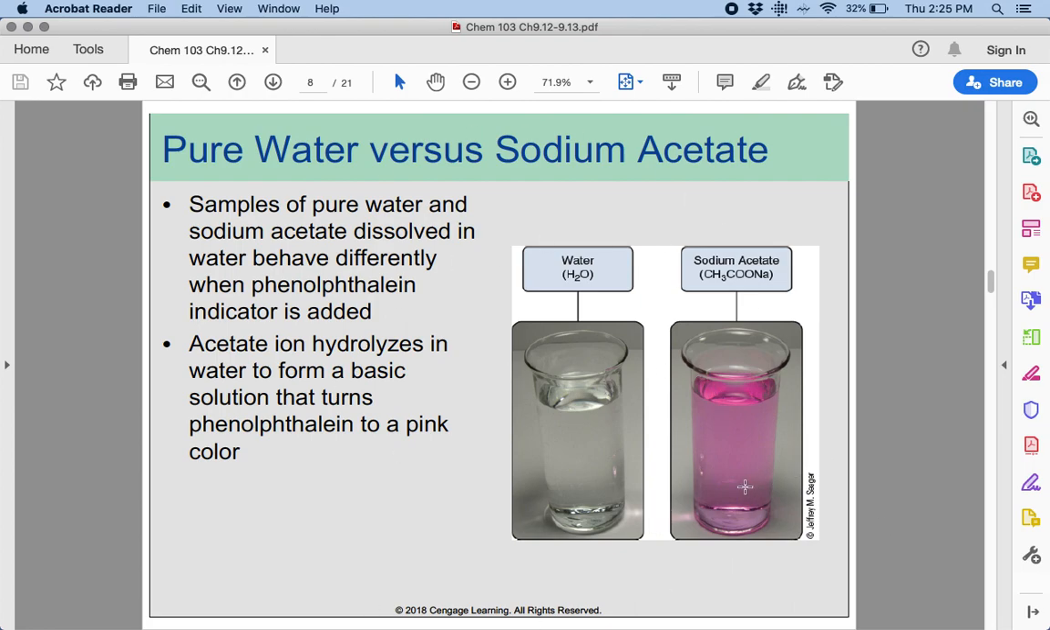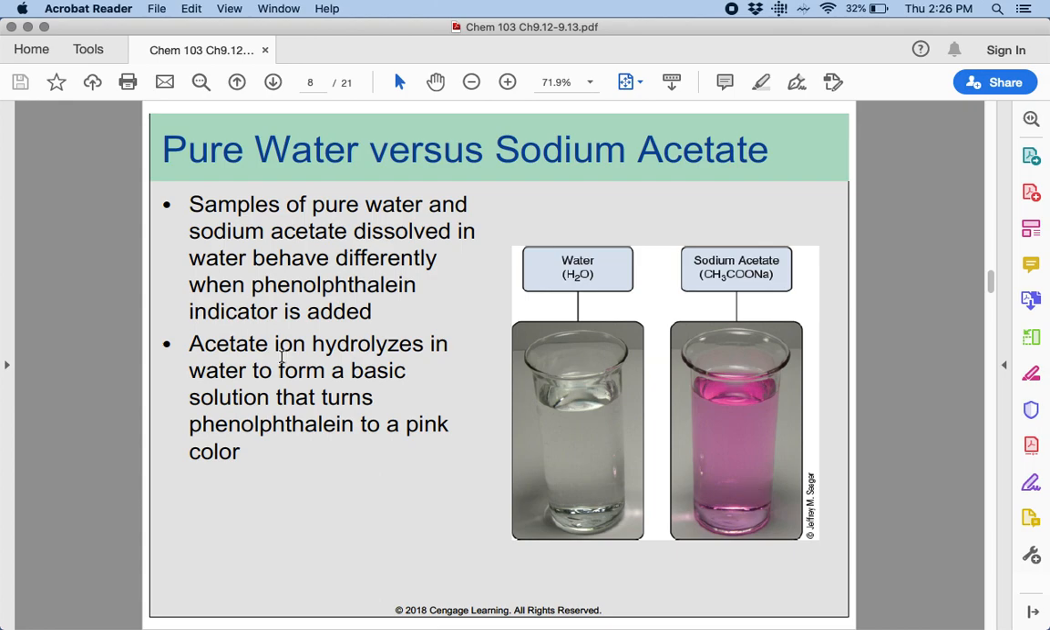So here's just an example. This is pure water, and then a sodium acetate in water solution. And we've added an indicator that will turn pink when a base is formed. So basically we can see that the pure water doesn't go basic because the pH would be neutral at 7. But when we added sodium acetate to the water, we end up with a basic solution.